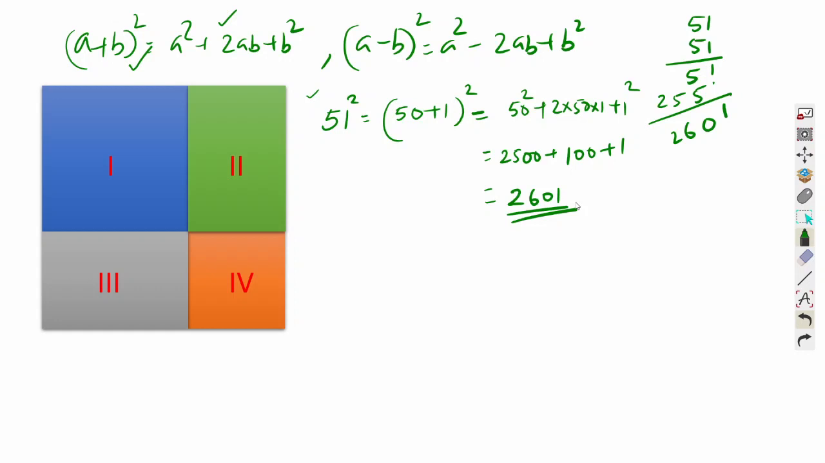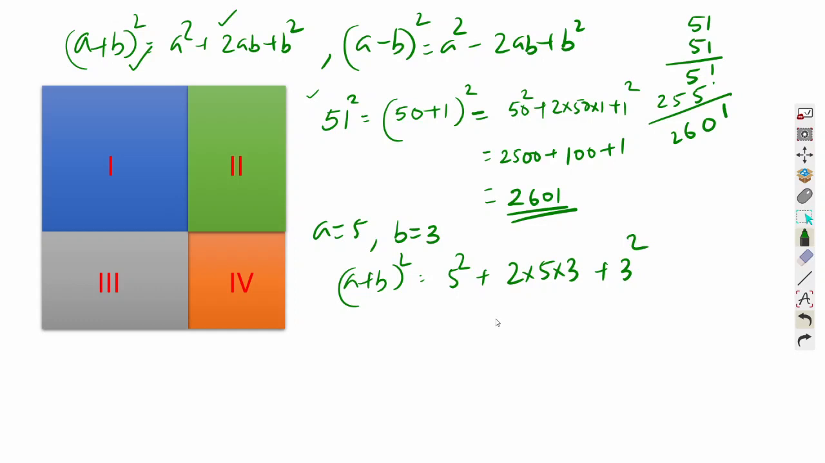If you are simply asked to find out, if a is equal to 5 and b is equal to 3, then what is (a plus b) whole square? In that case you will write that a square is 5 square, 2ab means 2 into 5 into 3, plus b square is 3 square. Understood? Which is equal to 25 plus 2 5s are 10 into 3, 30, plus 9, which is equal to 64.